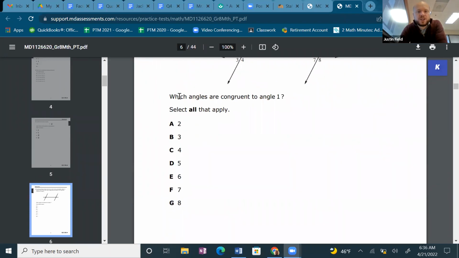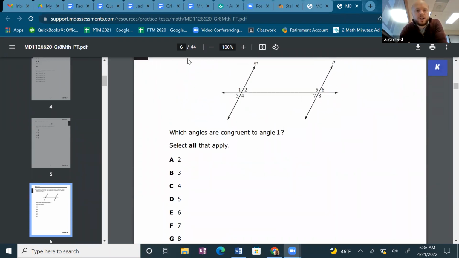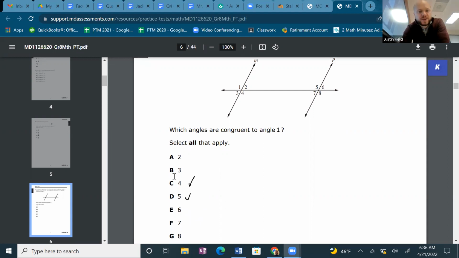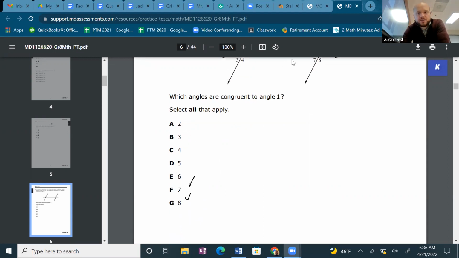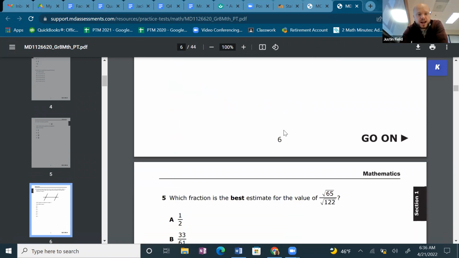All right, so which angles are congruent to 1? The answer is angle 5 and angle 8 and angle 4. All right, so there it is. All right. Last one.